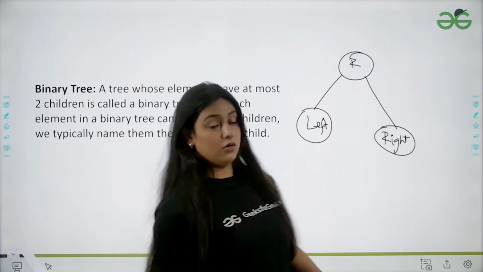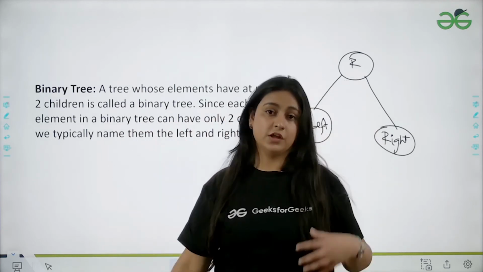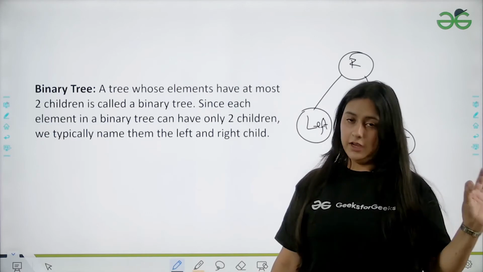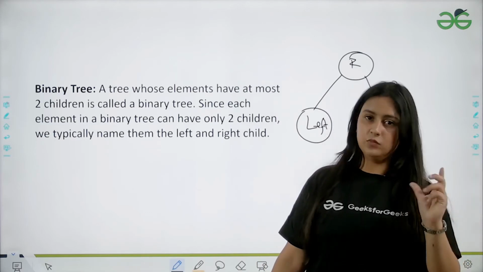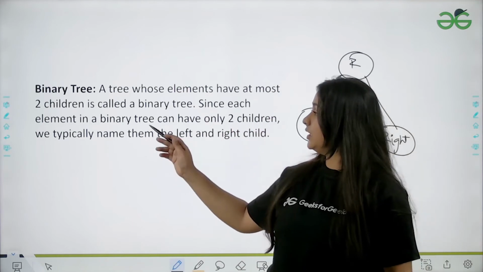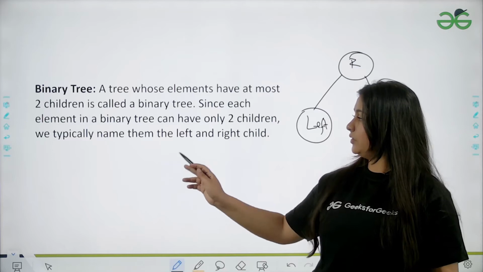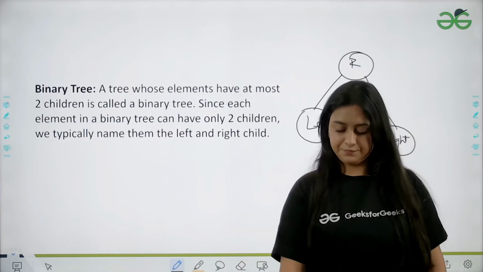Okay. Now you can see over here a tree whose elements have at most 2 children. So at most 2 children. It can also have 1 child, but at most it can have 2 children. It's called a binary tree. Since each element in a binary tree can have only 2 children, we typically name them left and right children. Okay.